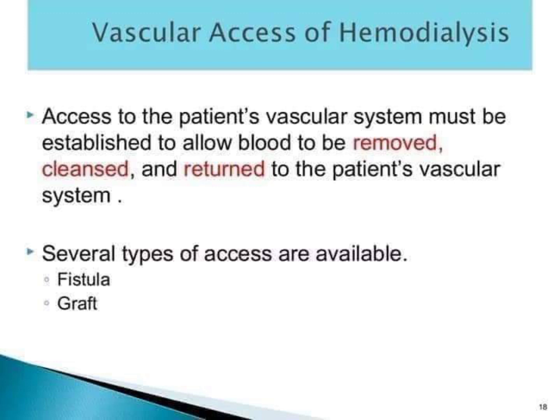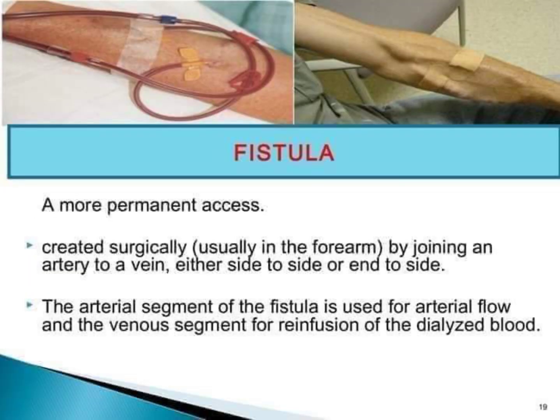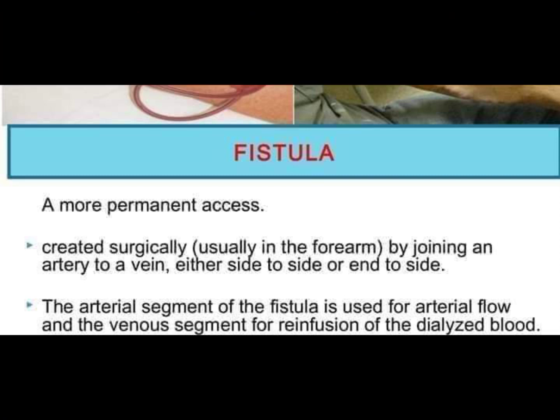Access for hemodialysis. Access to the patient's vascular system must be established to allow blood to be removed, cleansed, and returned to the patient's vascular system. Several types of access are available: fistula and graft. Fistula: a more permanent access created surgically, usually in the forearm, by joining an artery to a vein, either side to side or end to side. The arterial segment of the fistula is used for arterial flow and the venous segment for reinfusion of the dialyzed blood.